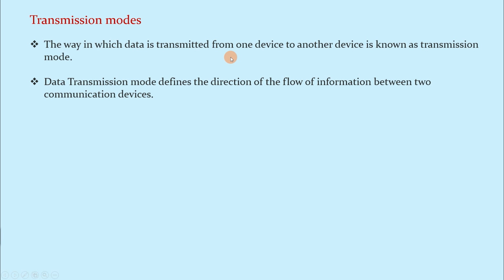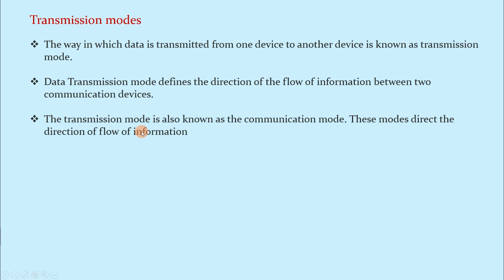Suppose we can understand like there are two systems, system 1 and system 2. System 1 is placed suppose in Delhi and system 2 is placed in Mumbai. We are able to understand that data is flowing between these two, but we also have to understand the direction of flow, if data transmission is from Delhi to Mumbai or from Mumbai to Delhi. So we have to understand all these things, and we will be able to identify them in data transmission modes. The transmission mode is also known as the communication mode.